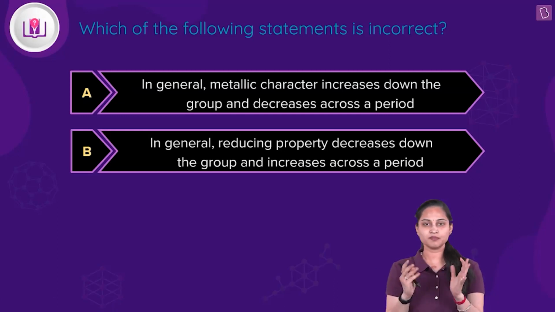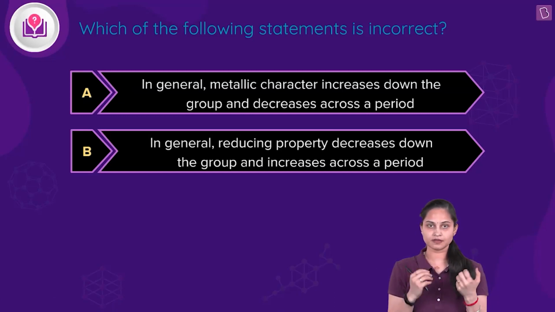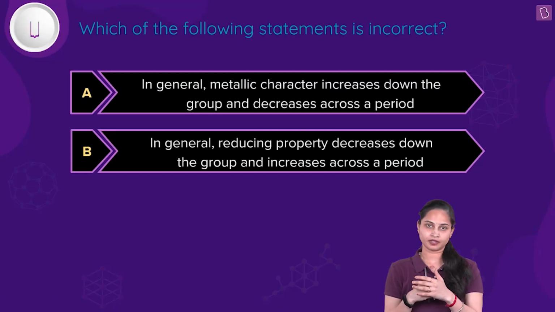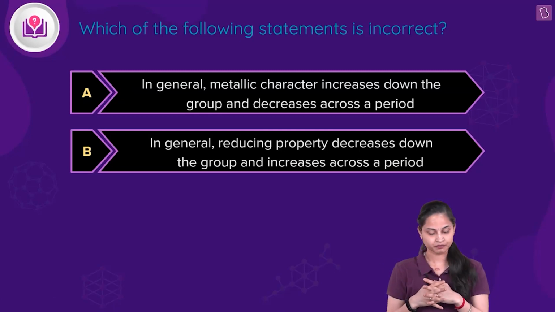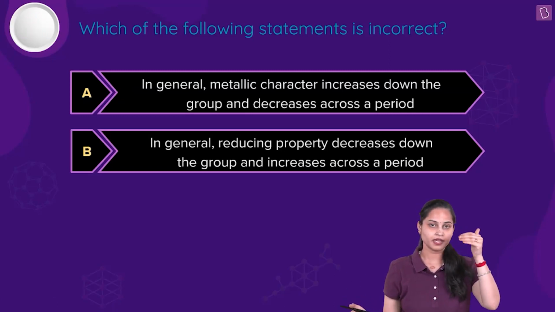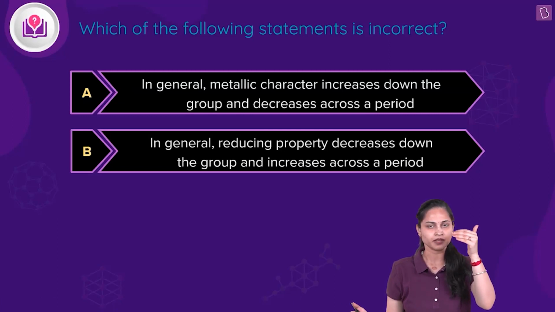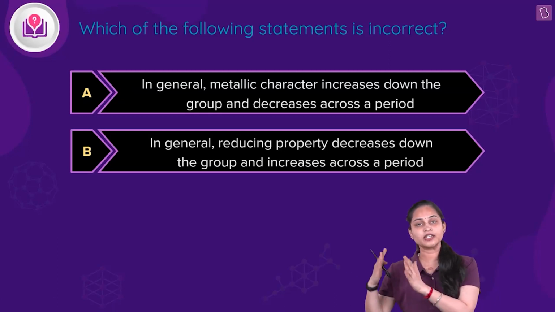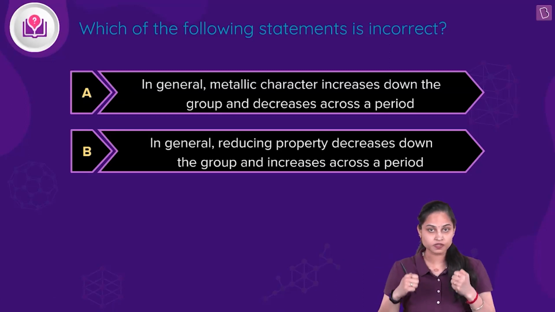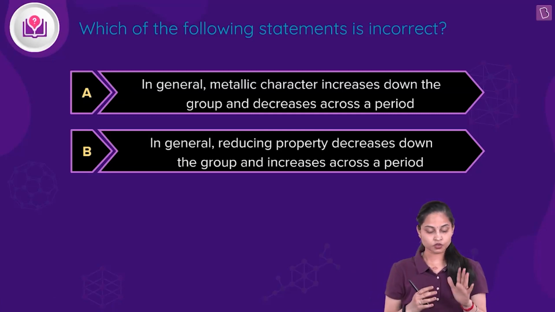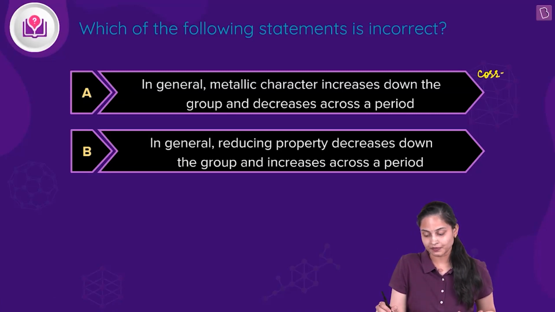The simple reason is that metals have a tendency to lose electrons, whereas non-metals have a tendency to gain electrons in order to acquire a stable noble gas configuration. So metallic character increases down the group because the number of shells increases and the tendency to lose electrons becomes easier. Across a period, non-metallic character increases and metallic character decreases because electronegativity increases and the tendency to gain electrons increases, not to lose electrons. So statement number A is a correct statement.